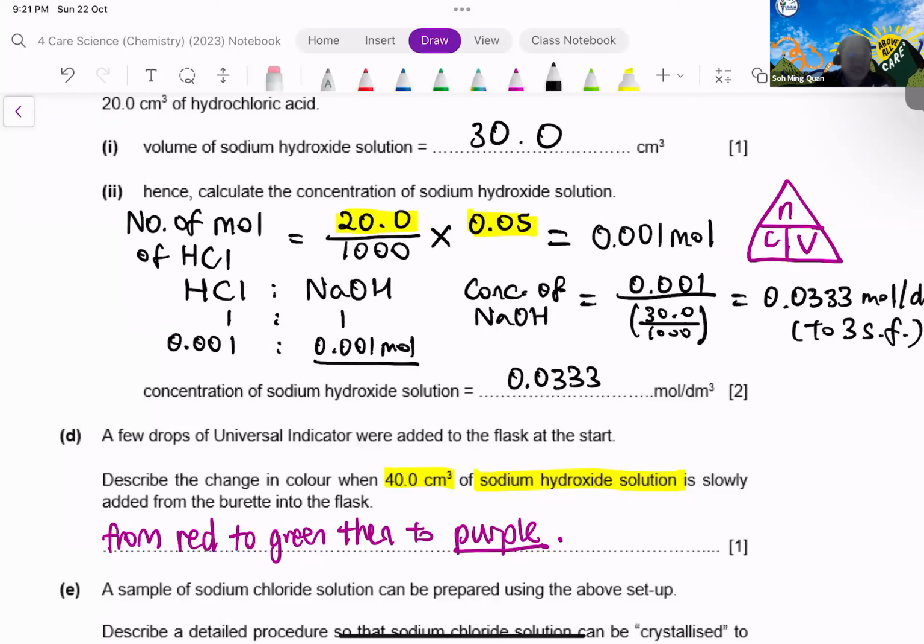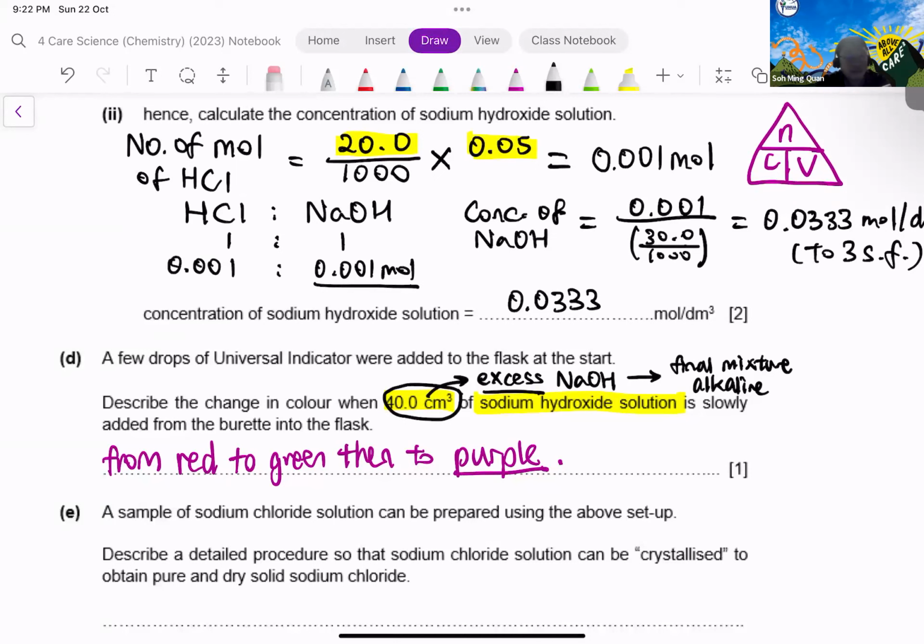Okay, moving on. Part D. What is the color of the universal indicator when 40 cm3 of NaOH is added? Now, 40 cm3 is clearly more than 30. You only needed 30 cm3 for neutralization. So by adding 40 cm3, now we have excess NaOH. If it's excess NaOH, the final solution is going to be alkaline. And that's why you see the color change from red, then to green at the end point, then to purple at the very end when 40 cm3 has been added. So you must have all three colors, from red to green, then to purple.